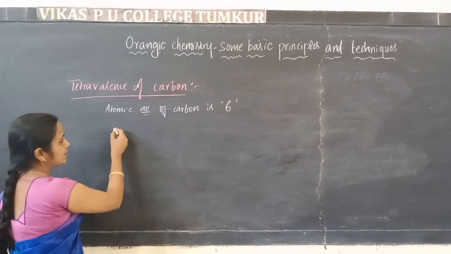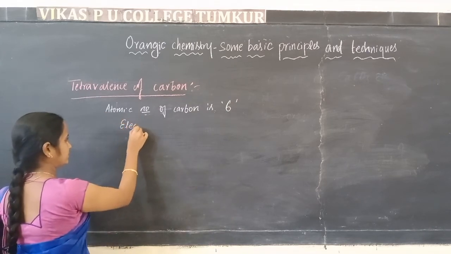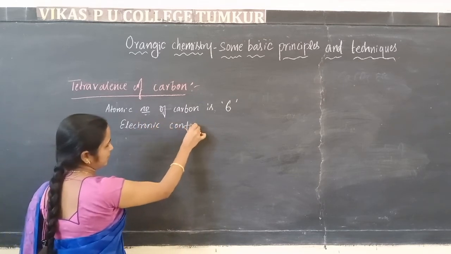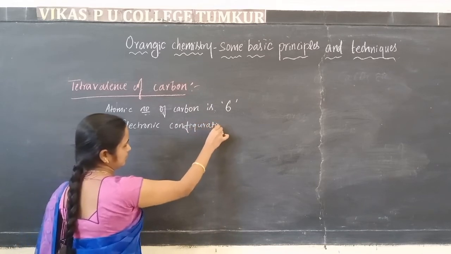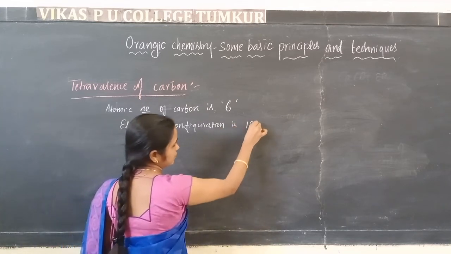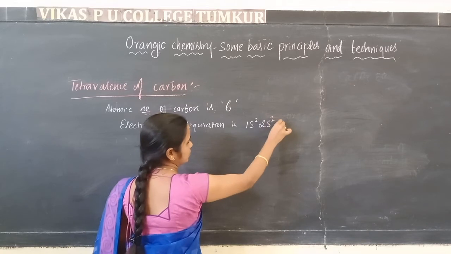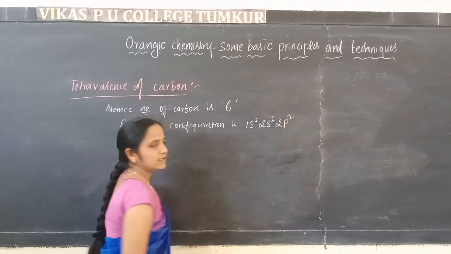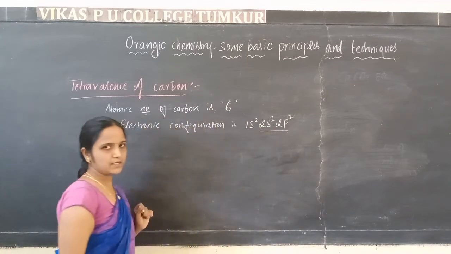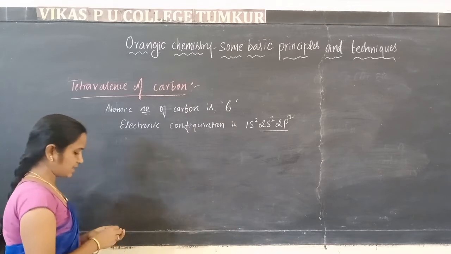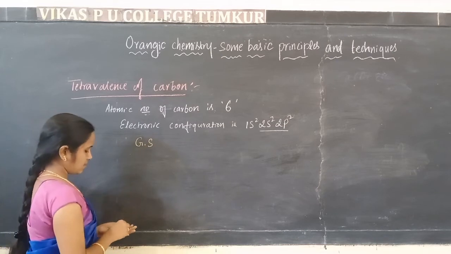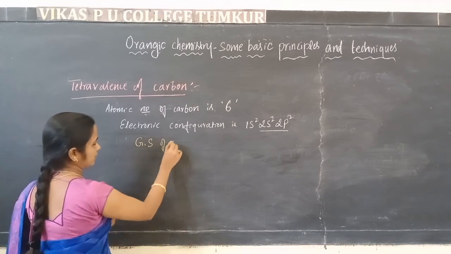Then the electronic configuration. Let us write the electronic configuration. It is 1s2, 2s2, 2p2. This is the outermost shell. We are taking the ground state of electronic configuration.